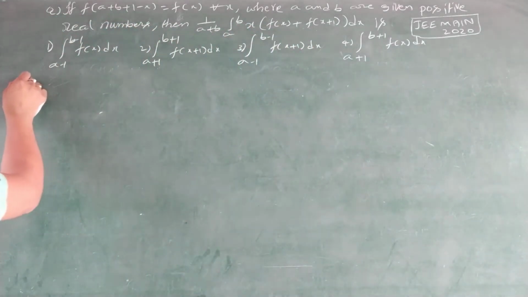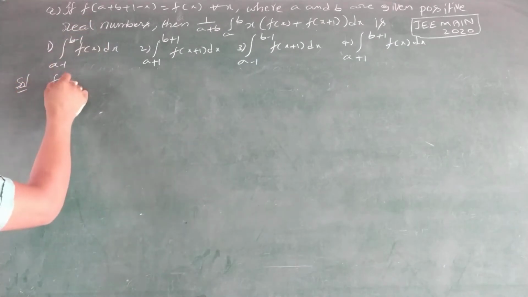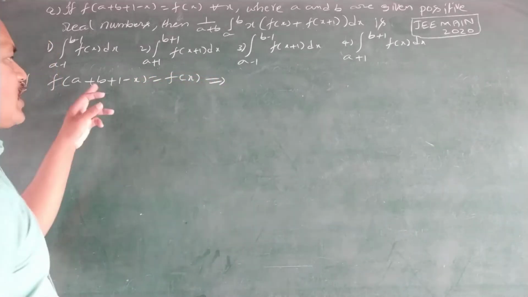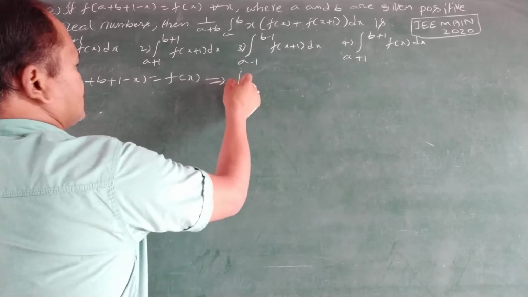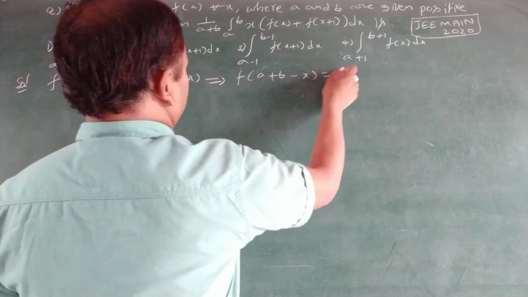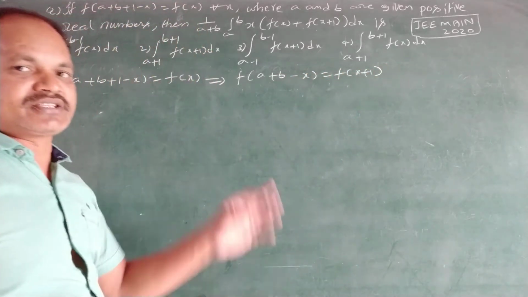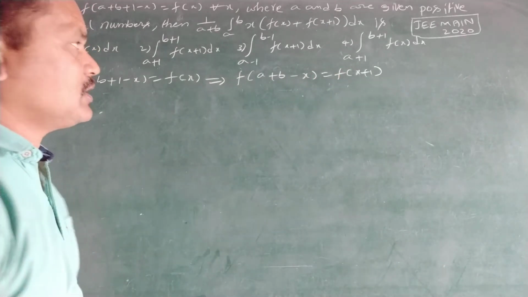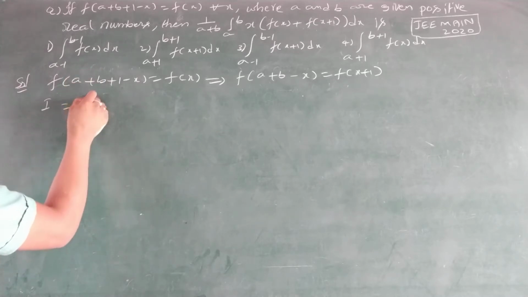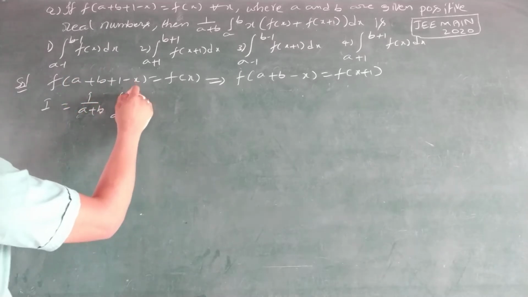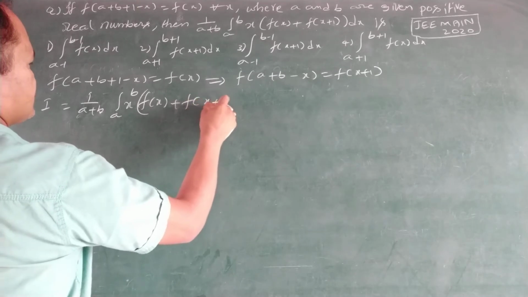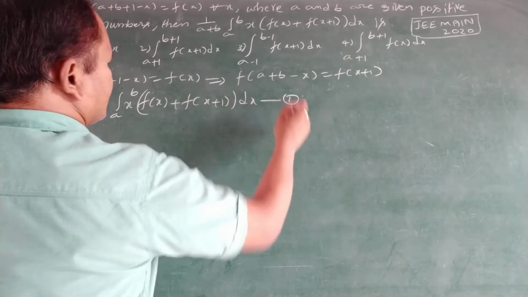The solution for this: take the given condition, that is f(a + b + 1 - x) = f(x). From this we have to replace x with x + 1, that is, f(a + b - x) = f(x + 1). Now take the integration, let it be I, that is 1/(a + b) integral from a to b of x(f(x) + f(x + 1)) dx. This is taken as 1.